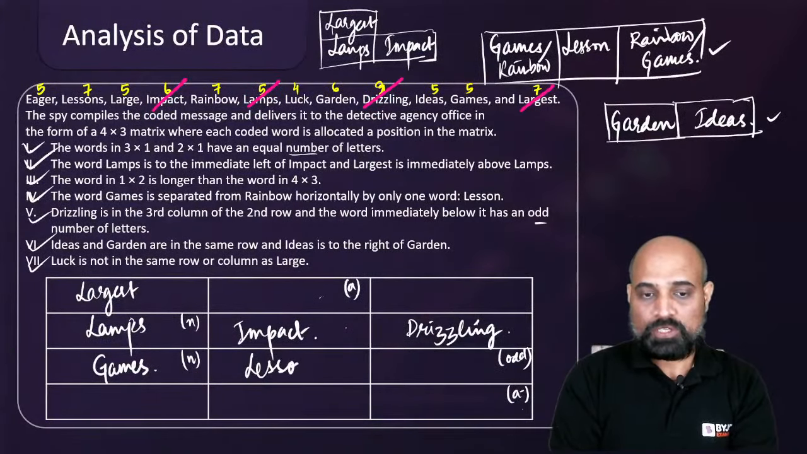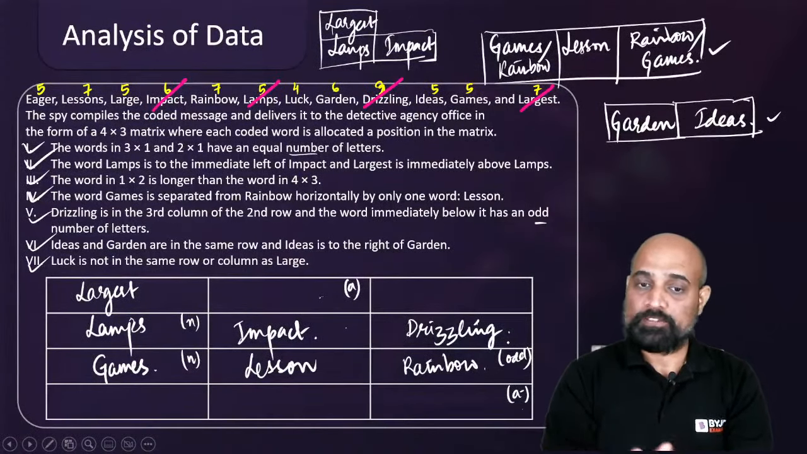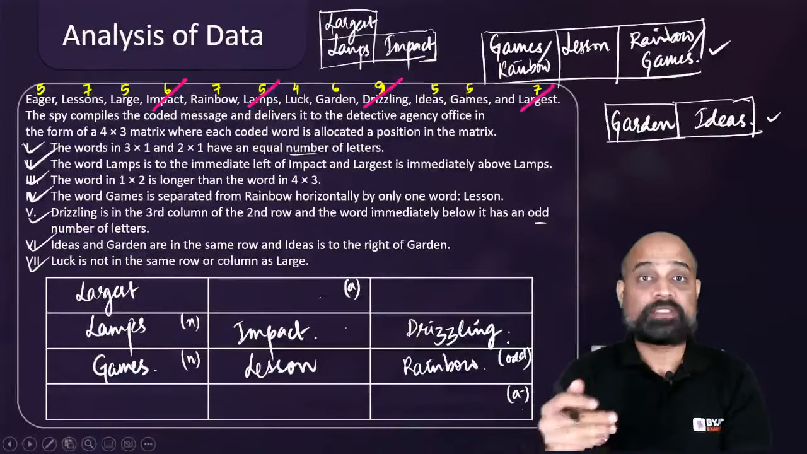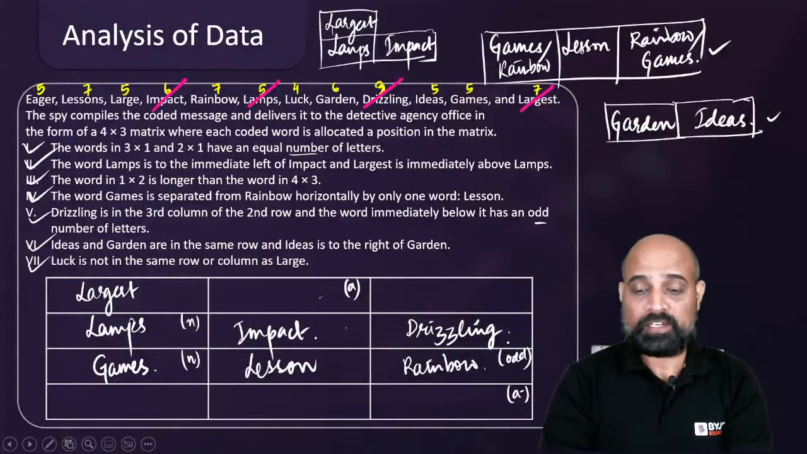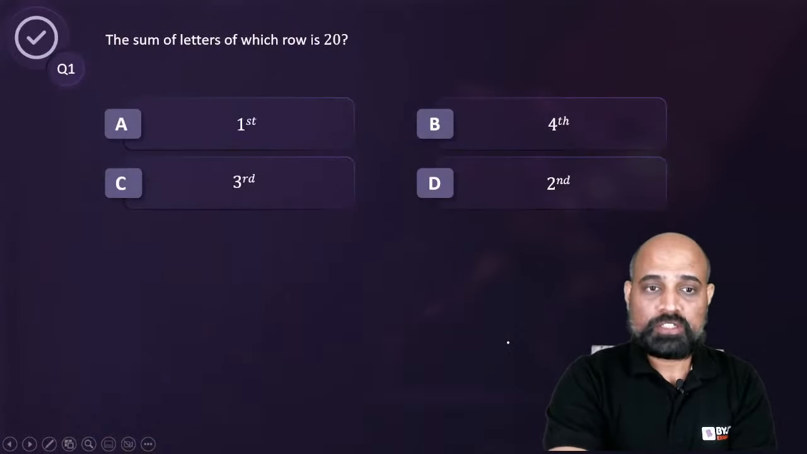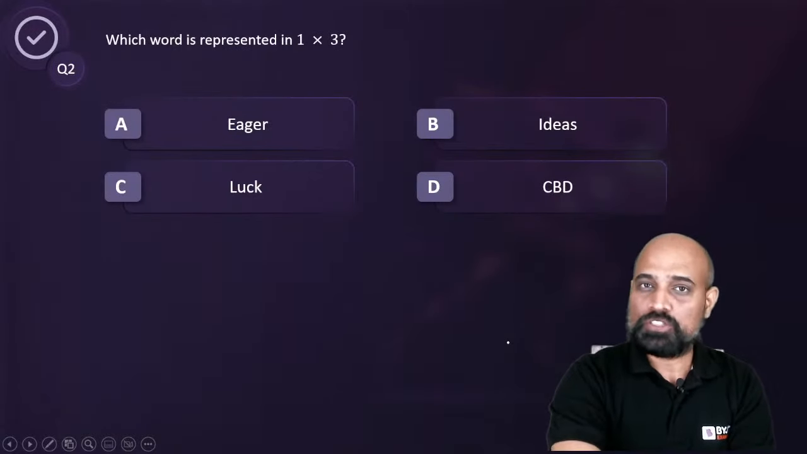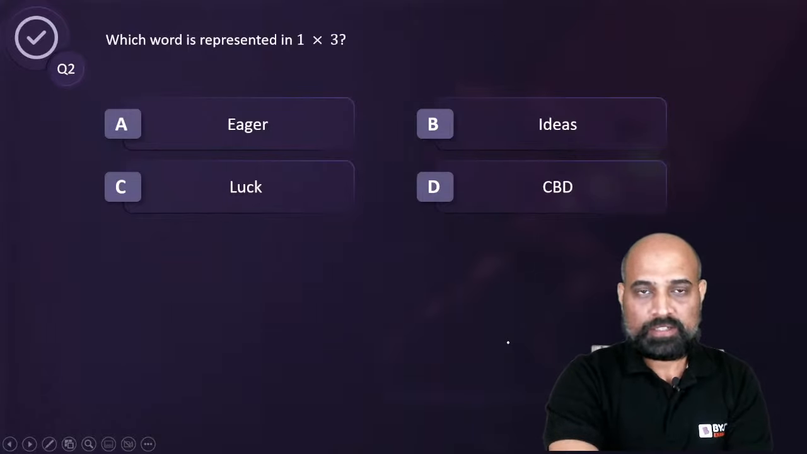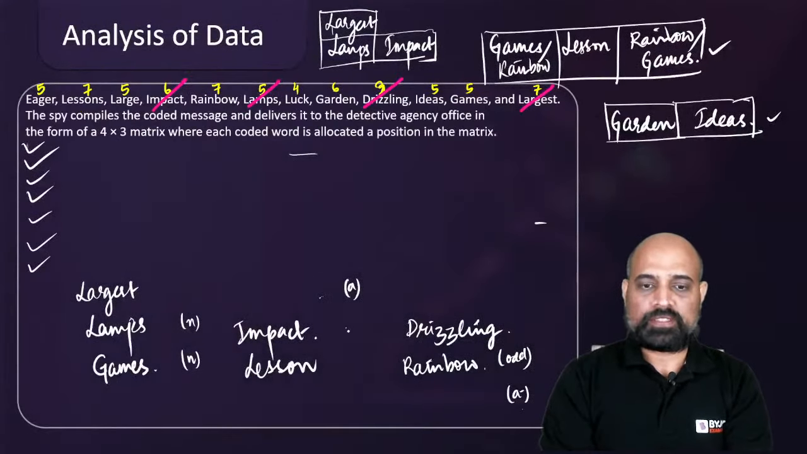ठीक है? So अभी बस try कर रहे हैं. ये वर्कआउट हो गया. Then we'll look at the questions. If the questions are like, if this happens, then what happens? Then it means we'll have to also deal with more possibilities. नहीं पता है. So if you look at the questions, sum of letters of which row is 20, which word is represented in 1x3. These are definite ones. So we're not going to have cases, most probably, right? तो इसको fill करते हैं.